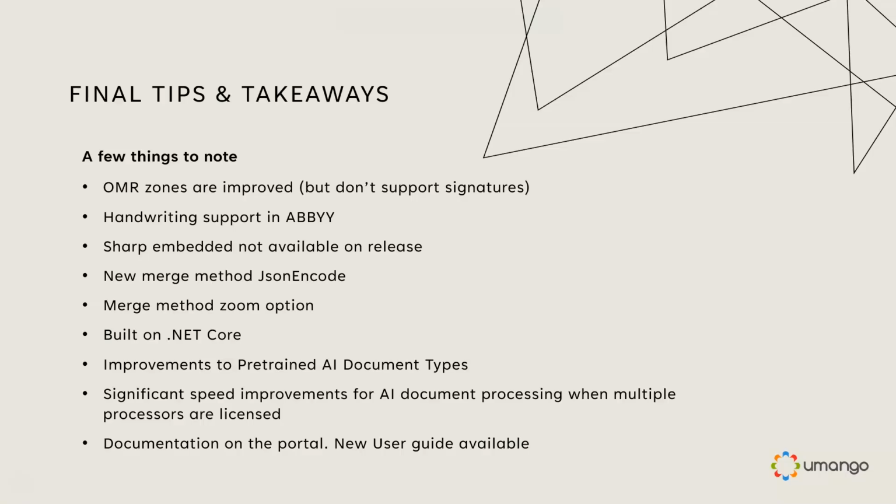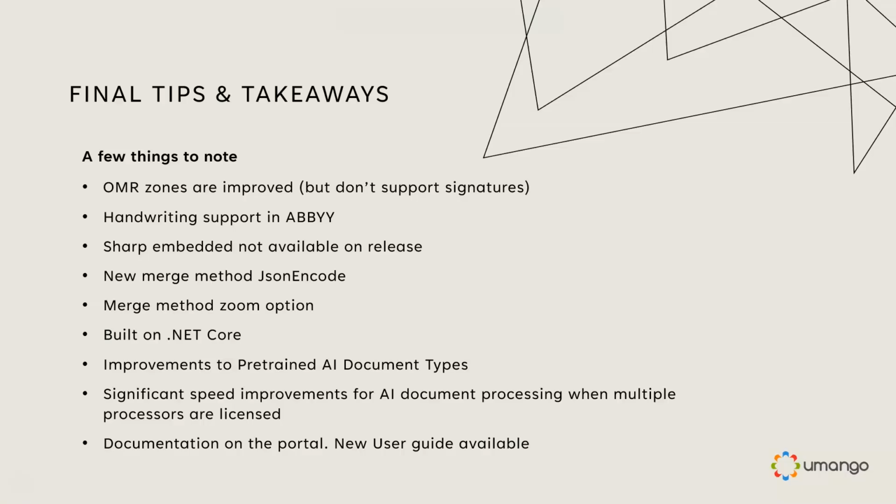The sharp embedded not being available at release. Yeah, so there are breaking changes in Umango 25, predominantly because we're moving to .NET 6 in Umango 25, which I should have also mentioned earlier. Oh, I think I do further down the list. It means that we need to rewrite our sharp embedded, and we're still working on that. So it's going to miss our launch date, but it will be not too far behind.